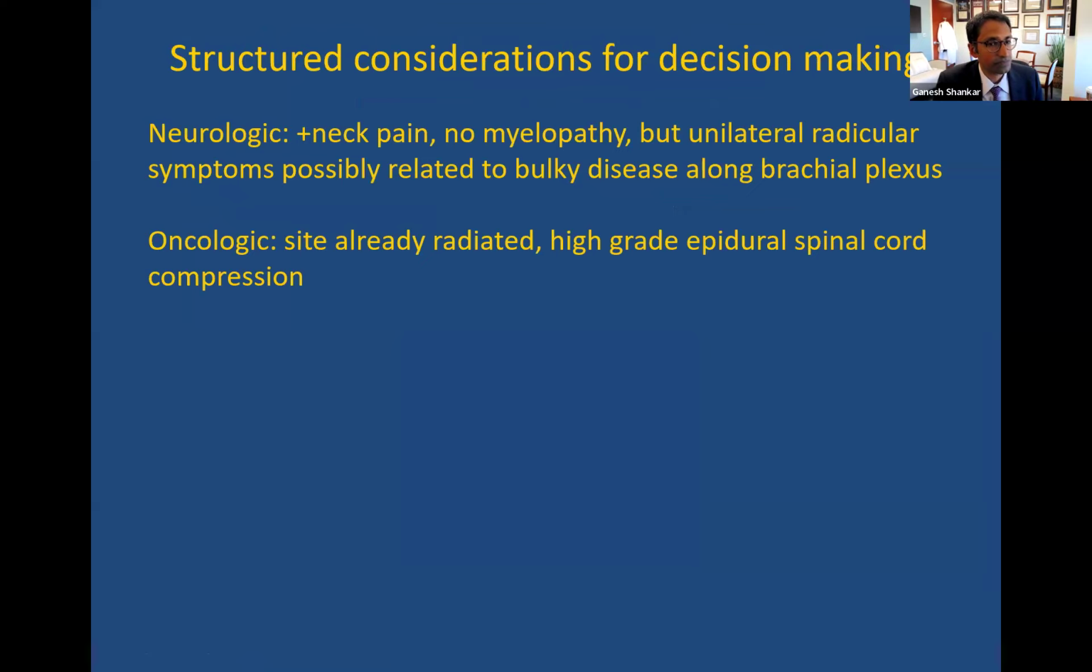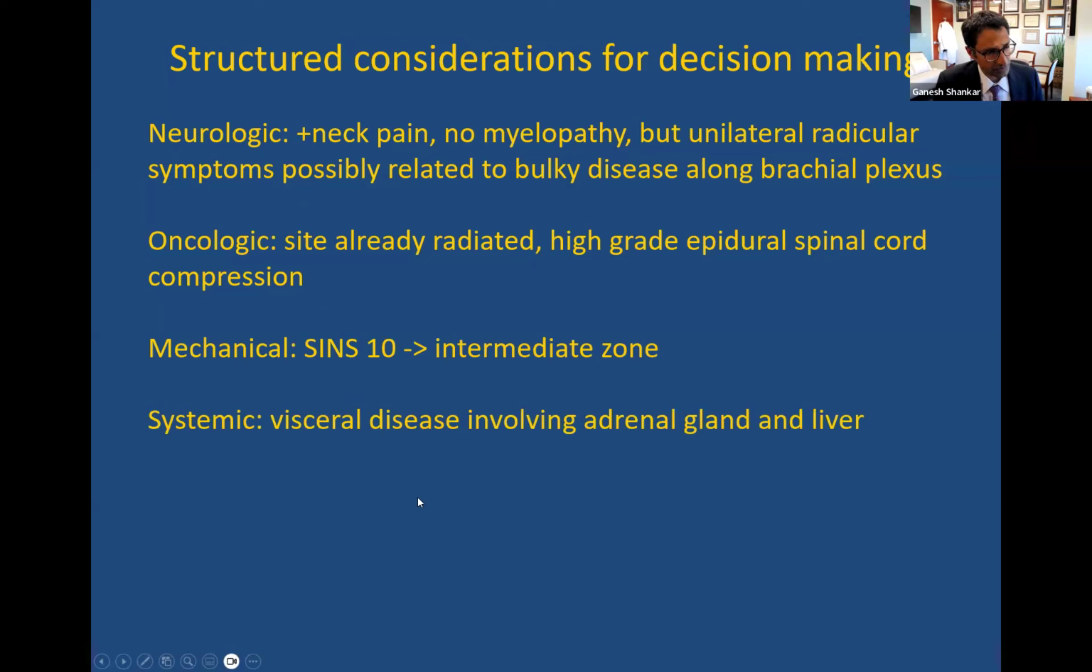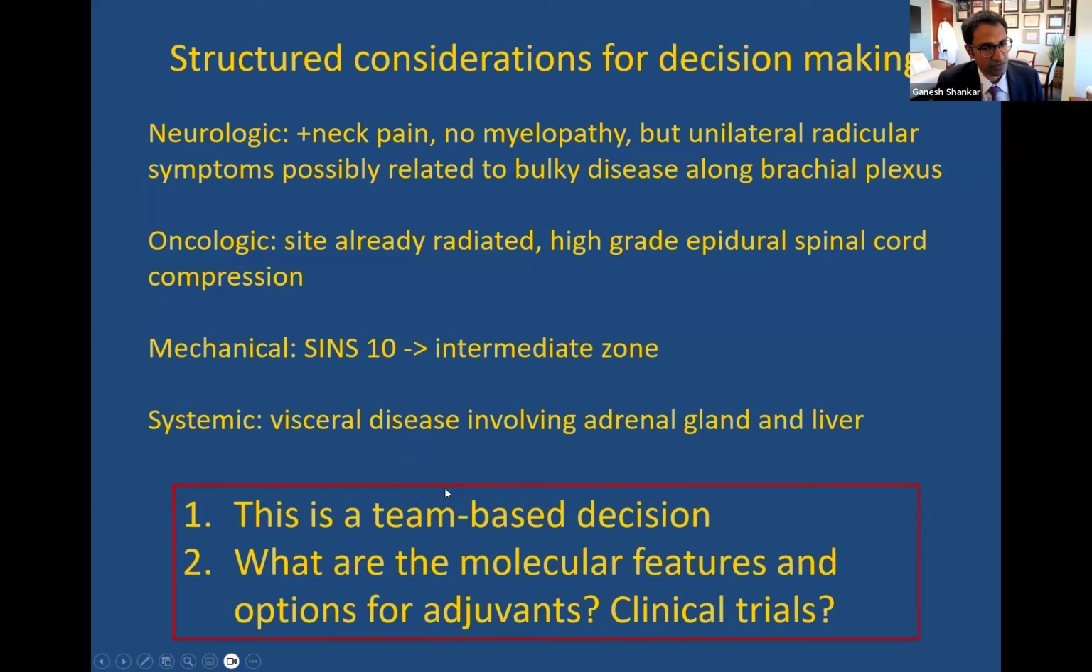From an oncologic standpoint, the site had already been radiated, and she did have high-grade epidural spinal cord compression. So radiation was not really a viable option for this patient. As I said before, most of these patients will manifest with a SIN, the imaging will be consistent with a SIN score that's in the intermediate zone. In her case, it was a score of 10. And from a systemic standpoint, she had visceral disease involving the adrenal gland and the liver. So it's important to remember this is a team-based decision. And then what are the molecular features of the tumor, and are there options for adjuvants in clinical trials?